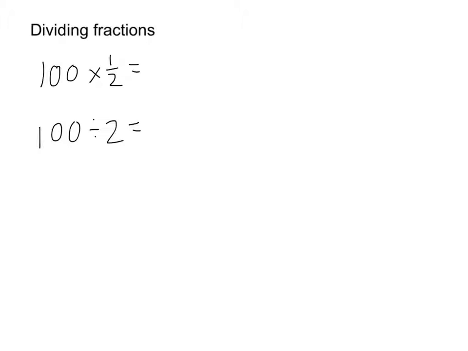If I were going to look at these two problems, if I looked at multiplying 100 times 1/2, we know that the result would be 50 because 1/2 of a group of 100 would be 50. Likewise, if I did 100 divided by 2, I'm changing the operation from multiplying to dividing, I would also get the same result of 50. So here we can start to see there's a relationship between multiplying by 1/2 and dividing by 2.